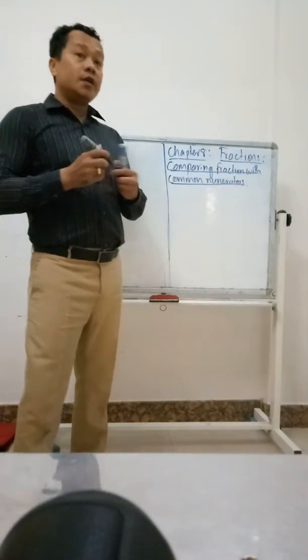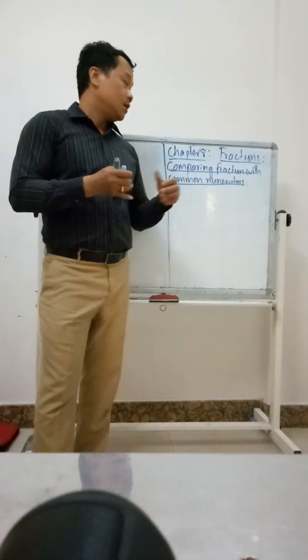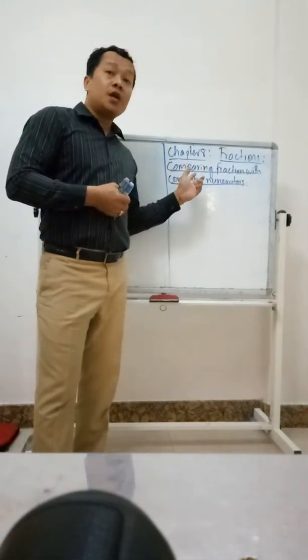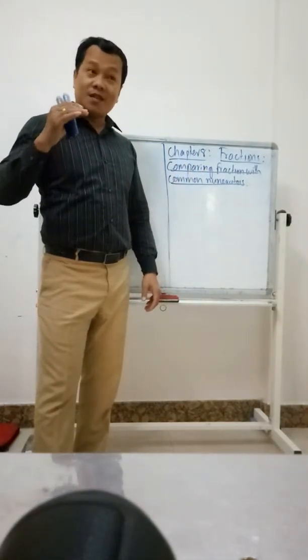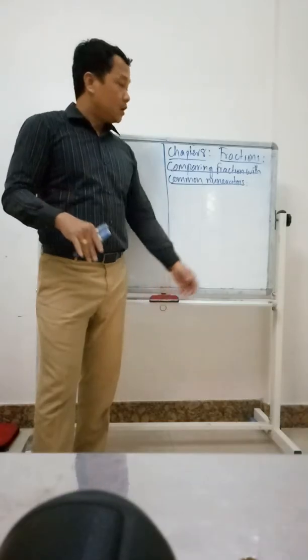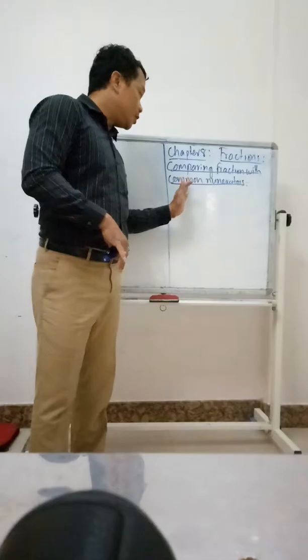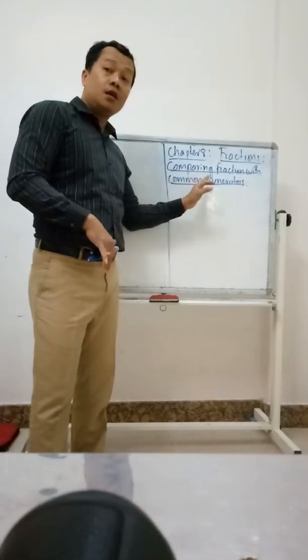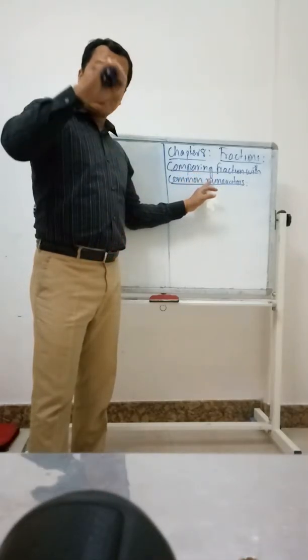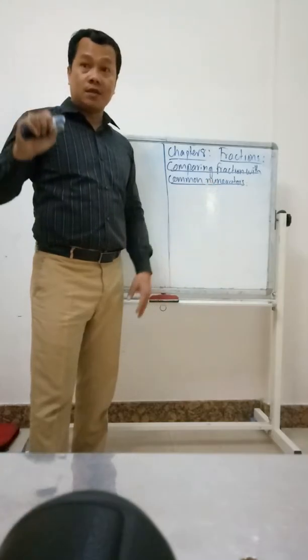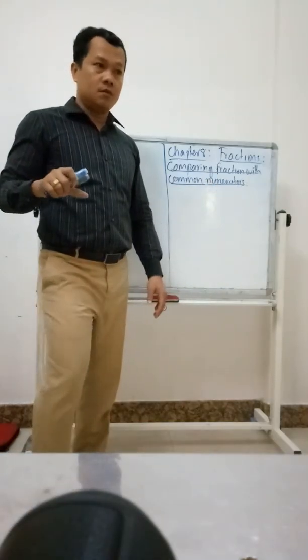Okay, the first point you learned: comparing fractions with a common denominator, right? Denominator is the number under the bar. Then we learn how to compare fractions with a common denominator or a common numerator. I mean the numbers on the top of the bar are the same. Good? Yes.